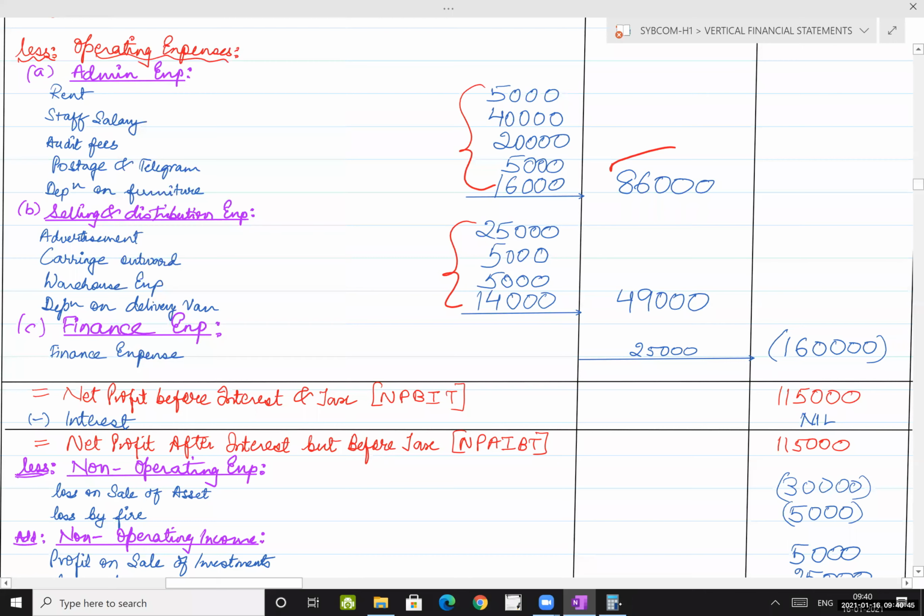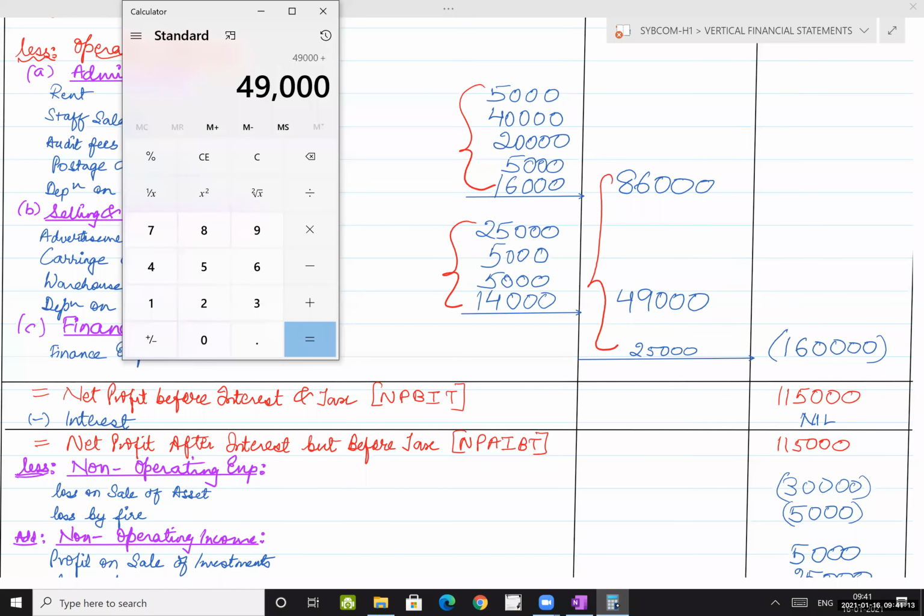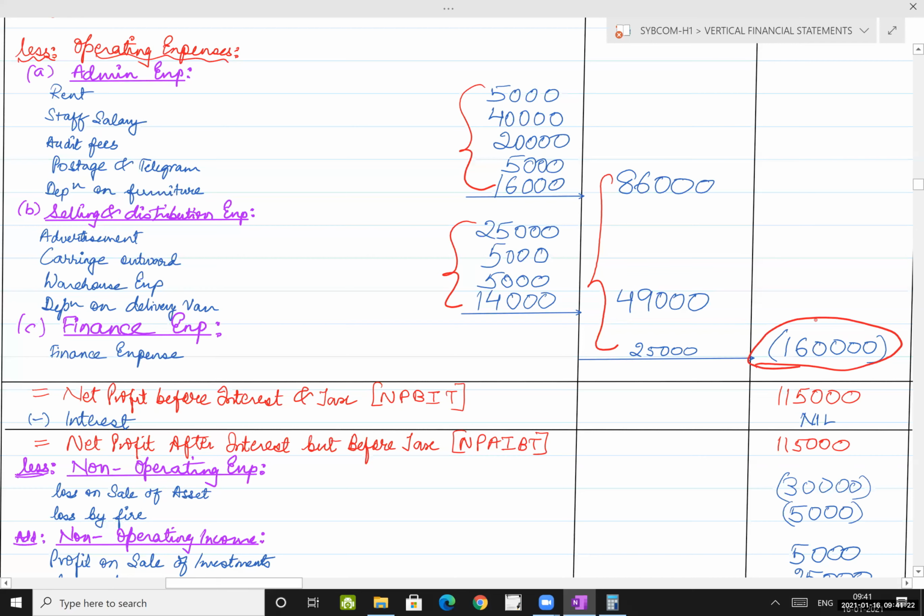30,000 plus 10,000 plus 9,000, 49,000. Okay, and then finance expenses, there is only one item of 25,000. Okay, admin expense plus selling and distribution plus finance expense is what? Add these three, तीनों को ऐड करो, आपको ये मिलेगा operating expense. So 49,000 plus 25,000 plus 86,000 is how much? 1,60,000. Okay, so this is my operating expense.